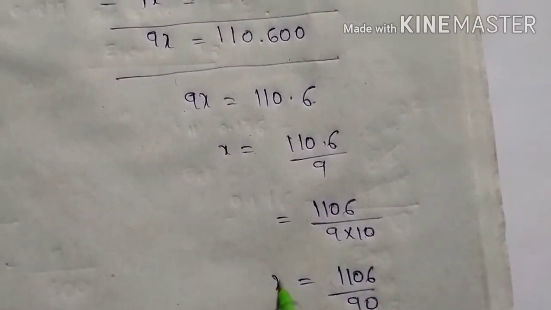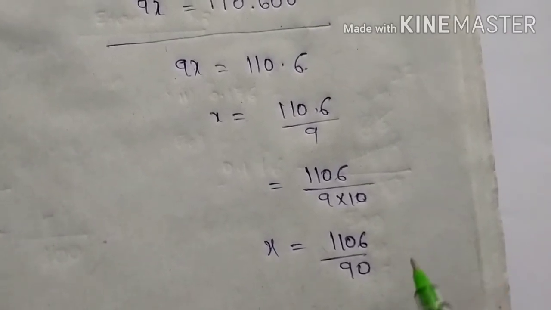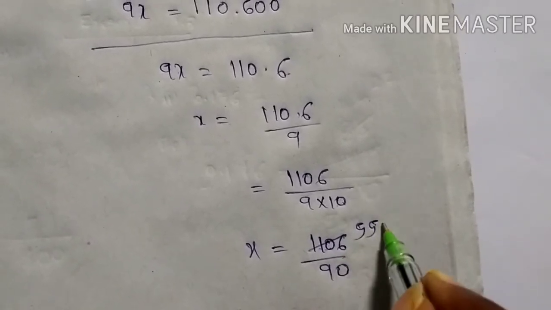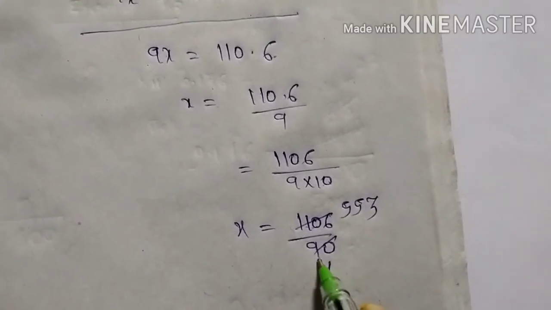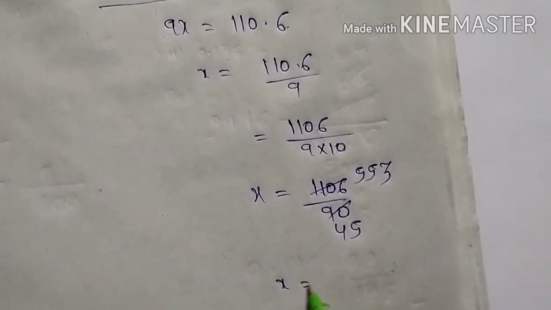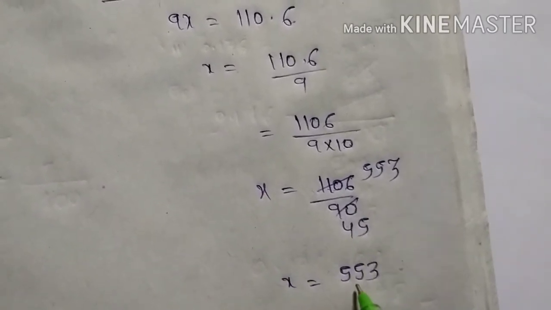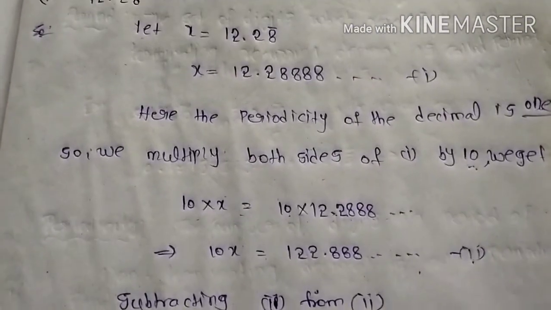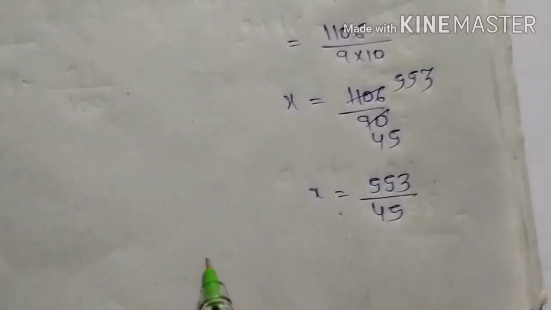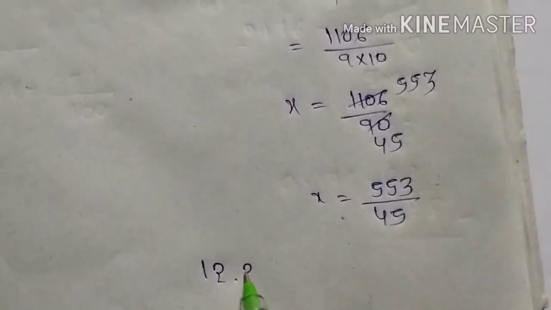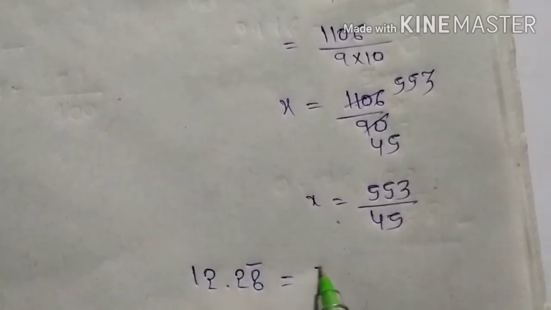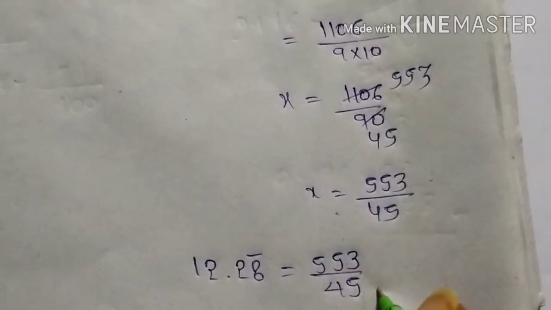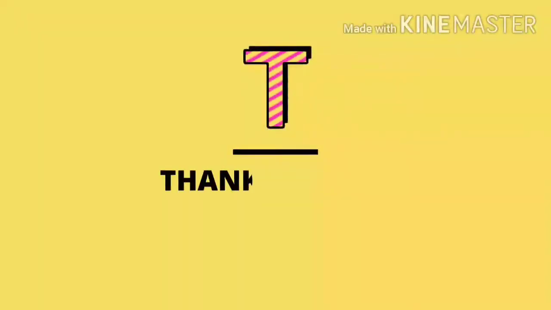But once you see here, is it in simplified form? Not in simplified form, so you can simplify it. 2 5s are 10 only. 2 5s are 10. 2 3s are 6 here. 2 4s are 8. 2 5s are 10. That means x is equal to how much? 553 by 45. What do you mean by x value? See here, x means it is 12.28 bar, or not? That means you can write 12.28 bar is equal to 553 by 45. This is your answer. Thank you for watching this video.